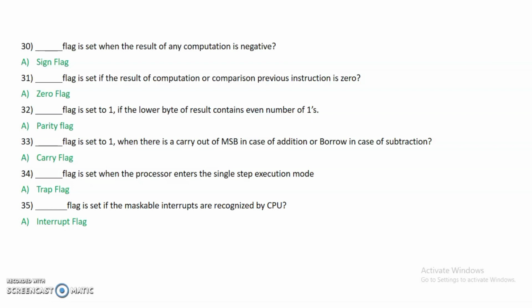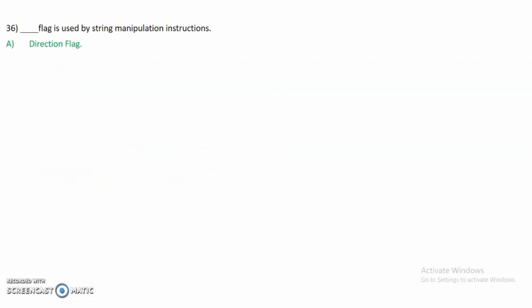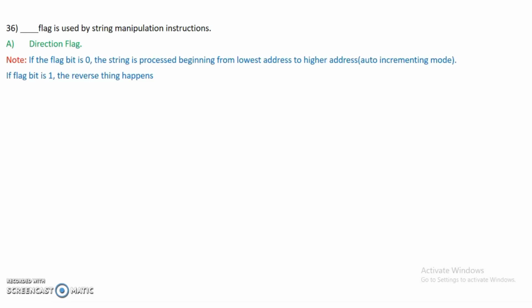So when there is any interrupt which will be recognized by CPU, it sets the interrupt flag. Bit number 36. Dash flag is used by string manipulation instructions. The answer will be direction flag. Depending upon the value of the direction flag, we can know whether the string is processed from lower to higher address or higher to lower address. If the flag bit is 0, then the string is accessed from lower to higher.